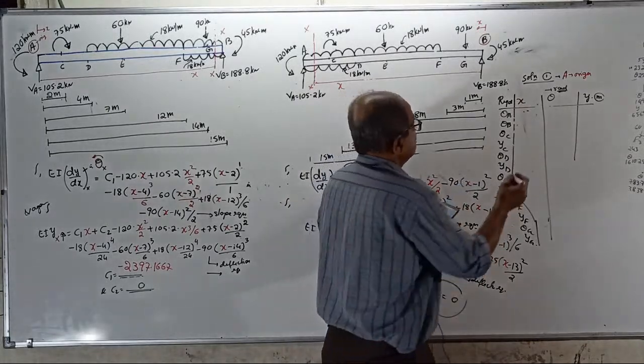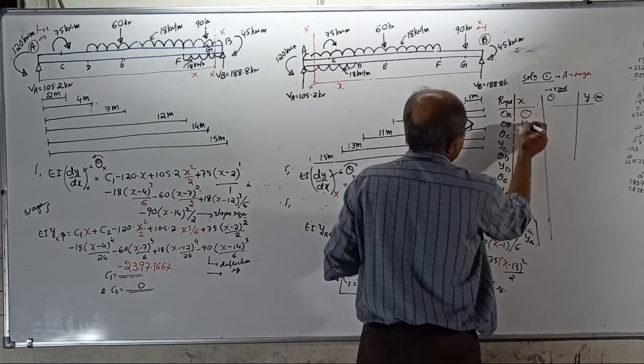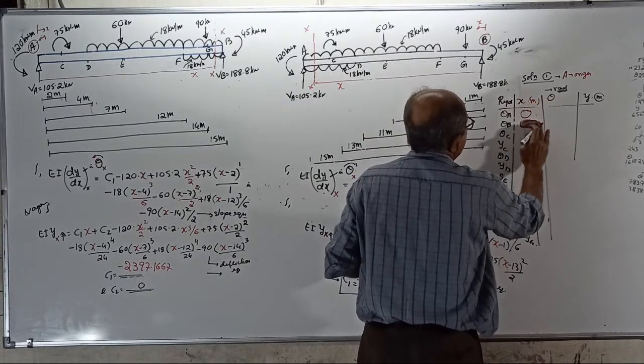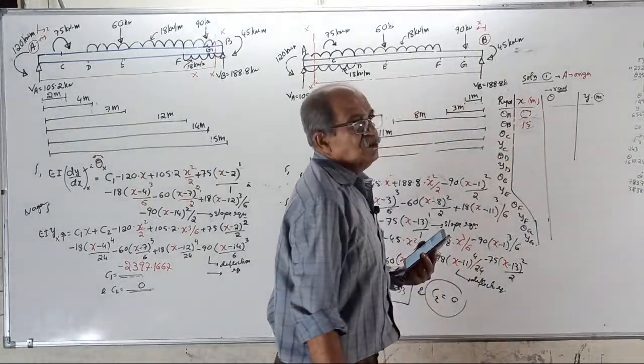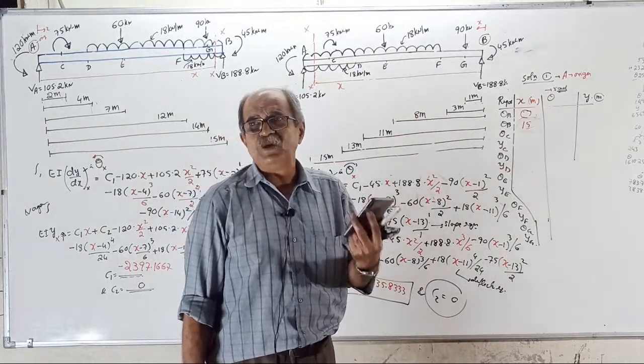See, X equal to 0. For theta B, X equal to 15 meter. It is in meter, why waste time? 15. Okay, you write correctly. First write solution 1, continue. To get theta A, substitute X equal to 0 in the slope equation.